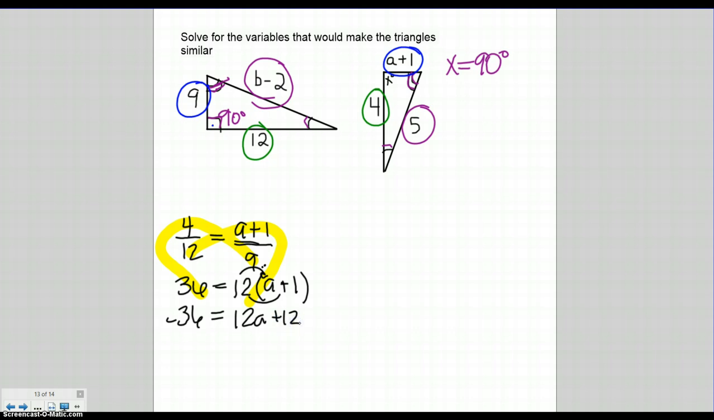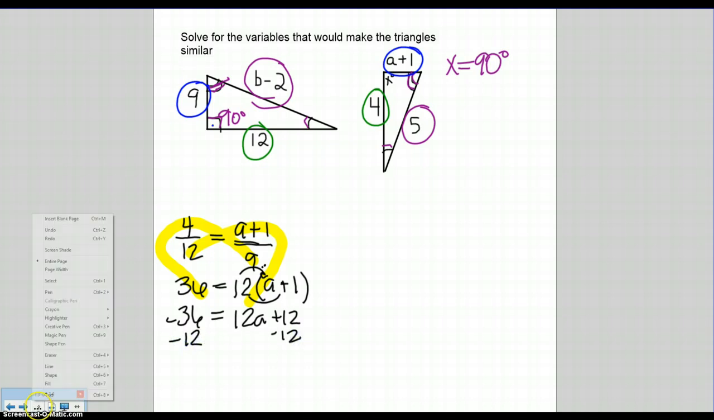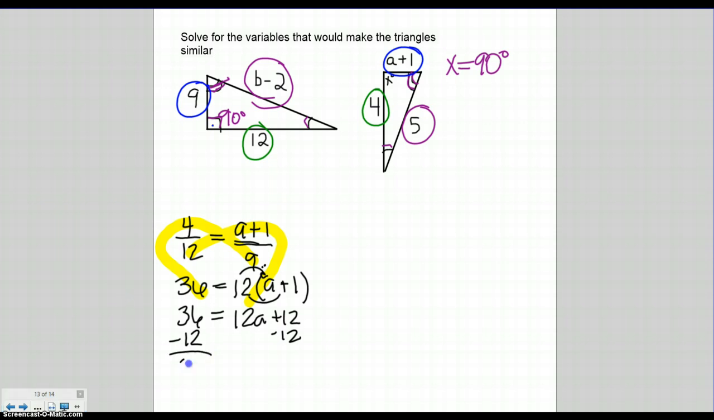So then we're going to subtract the 12. We're going to subtract this 12 from both sides to cancel that out. Subtract the 12 from that 36. So 36 minus 12 equals 24. That cancels that out, and you have 24 equals 12a. To get the a by itself, you're going to divide by 12. 24 divided by 12, a equals 2.